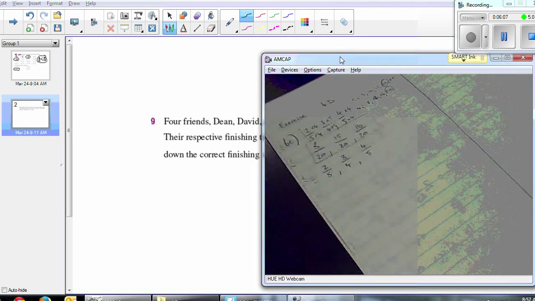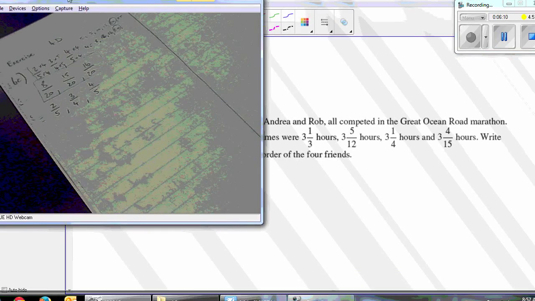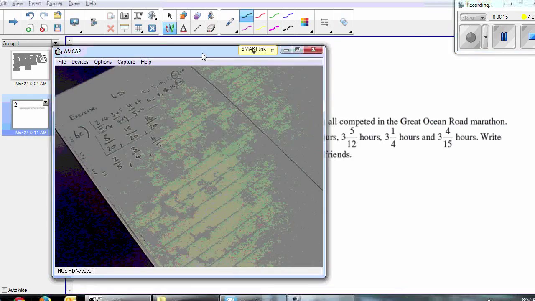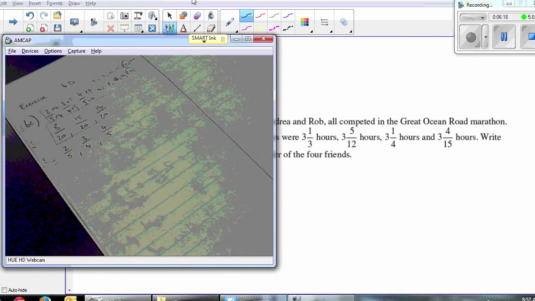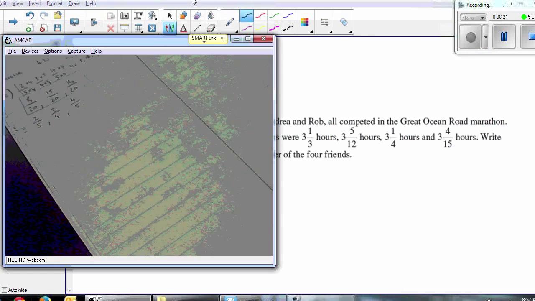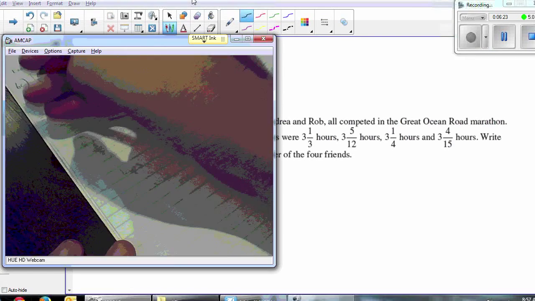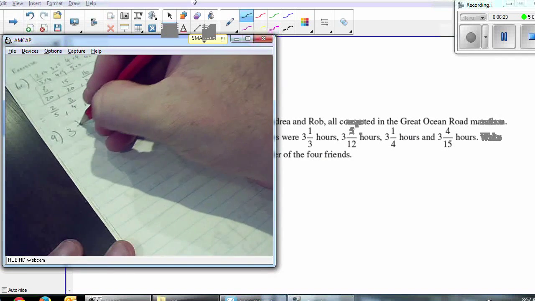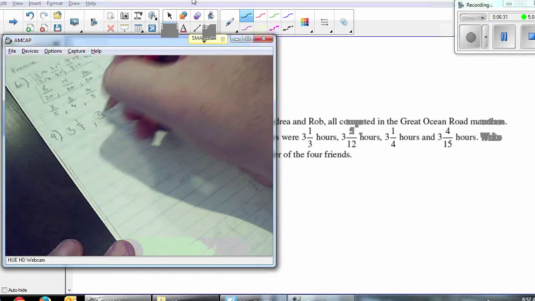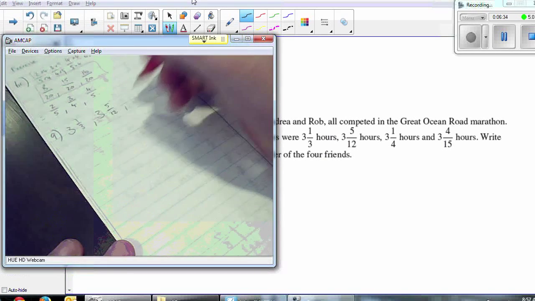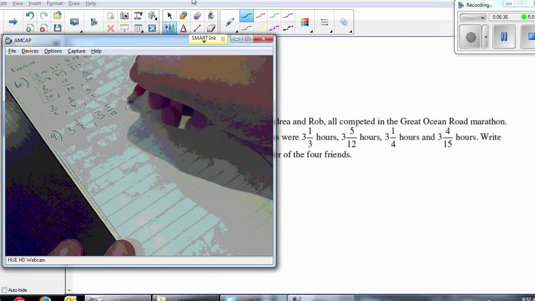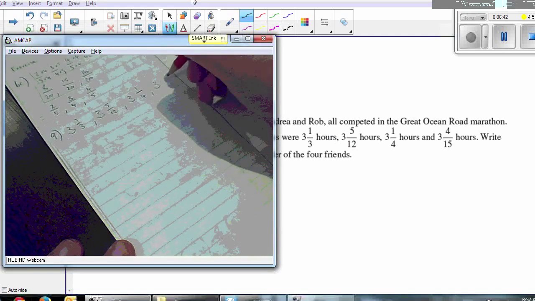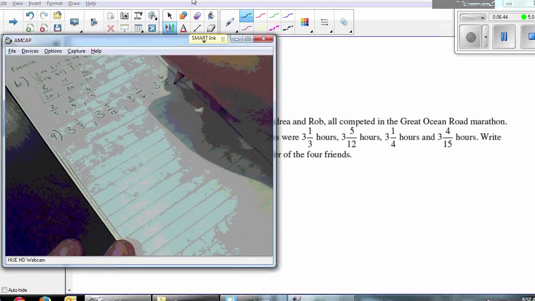Okay, so once again, we're going to have to find common denominators. This was question 9. Okay, so I've got 3 and 1/3. I've got 3 and 5/12. I've got 3 and 1/4, and I have 3 and 4/15.